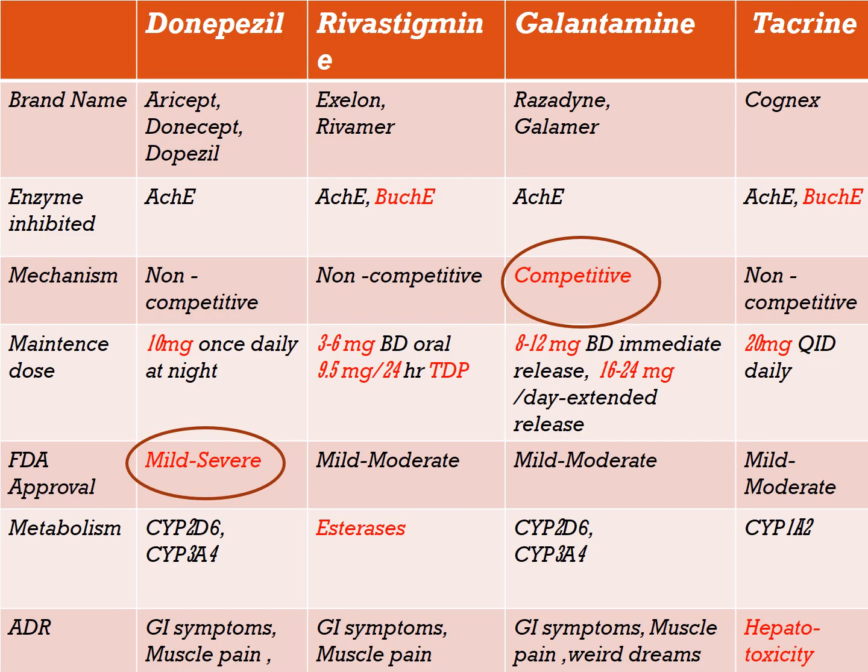This table shows the important features of all the four drugs which we have discussed. All four drugs inhibit the acetylcholinesterase enzyme, and only galantamine acts in a competitive manner. All the other three act in a non-competitive manner, and donepezil is the only agent preferred for severe cases, and the rest of the three are preferred for mild to moderate cases. The major side effects associated with their use include gastrointestinal adverse effects, muscle pain, and sometimes weird dreams. And tacrine produces severe hepatotoxicity, and because of this, its use is restricted.